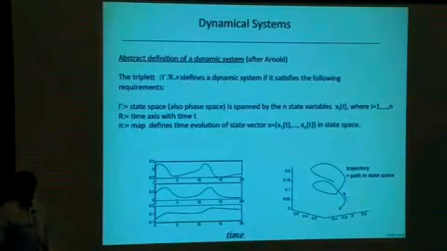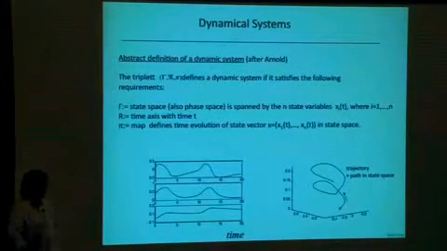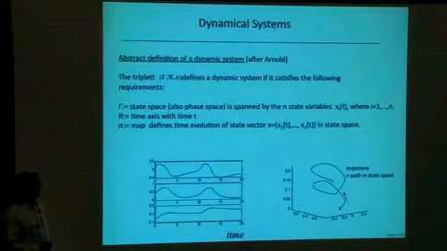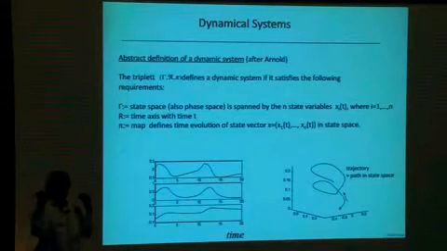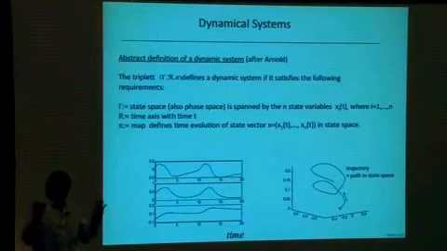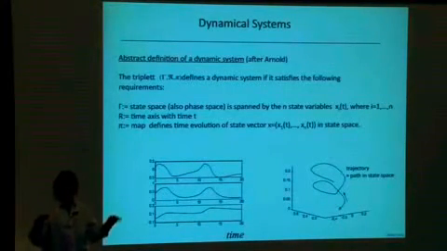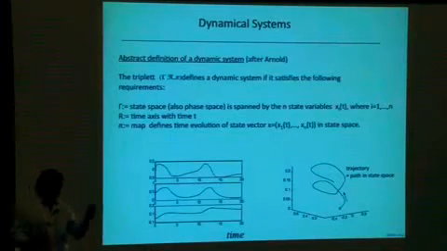First of all, what is a dynamic system? A dynamic system can be defined by a triplet of the following entities. You first need a state space, which is spanned by the set of variables that describe your system unambiguously. If you have an n-dimensional system, you have an n-dimensional state space.